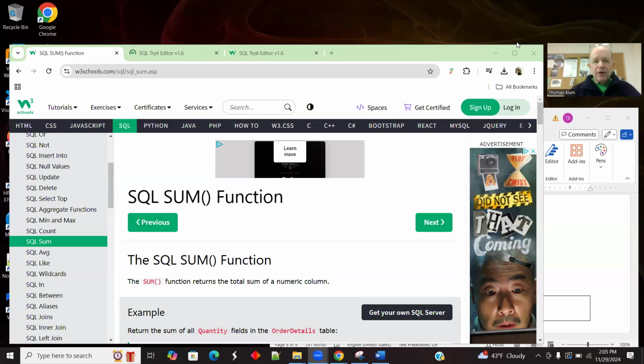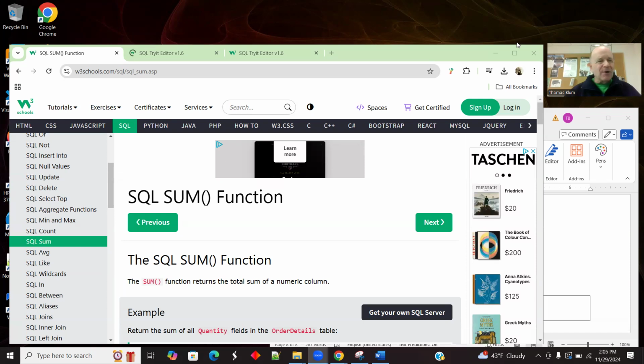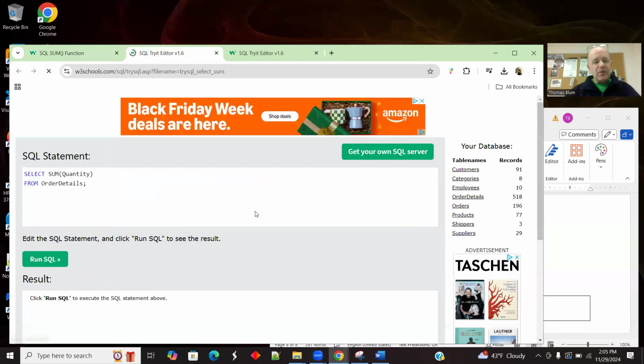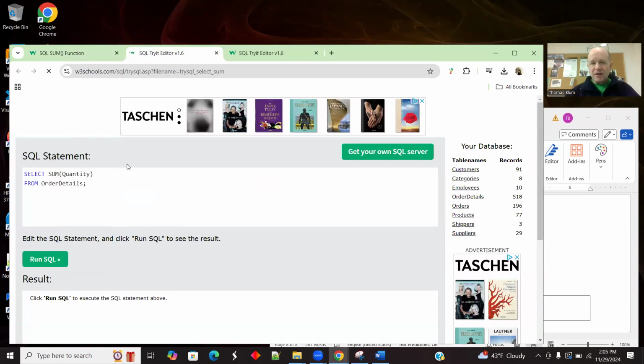In this video, we're going to continue looking at SQL queries with aggregate functions, and this time we're going to look at the sum. So we're on the W3Schools site under their SQL. We're going to be working with their instance of the Northwind database, and we're looking at their sum function. So here's their version of the sum.